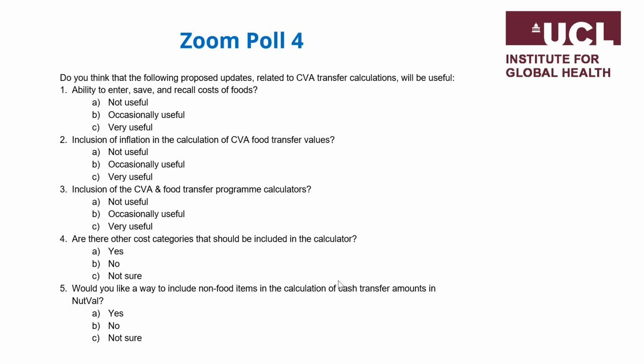And finally, would you like a way to include non-food items in the calculation of cash transfer amounts? So I showed the examples of where we might want to build in, for example, shelter costs into an MEB calculation so we could see everything together. Would it be useful to have that feature in NutVal, or is that better done in a different tool? So would you like a way to include it in NutVal? Yes, no, or not sure?